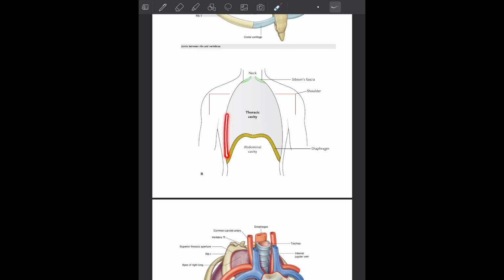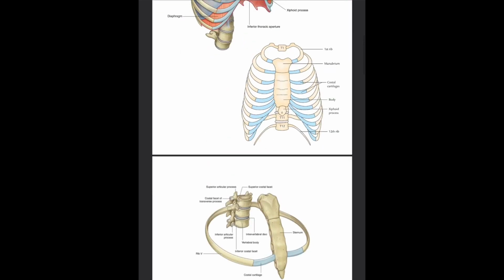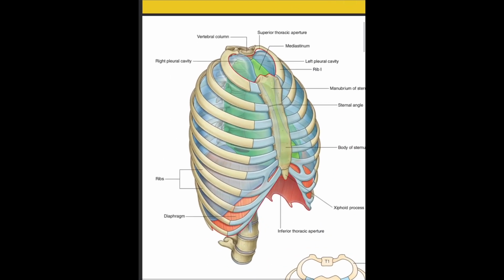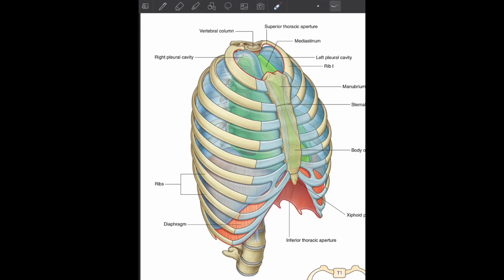The thoracic cavity communicates with the root of the neck through a narrow opening called thoracic inlet. It is also known as superior thoracic aperture. Let's discuss the boundaries. Before doing that, I will show you the thoracic inlet. The red line is the thoracic inlet.